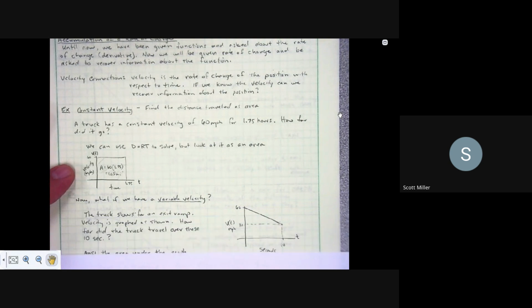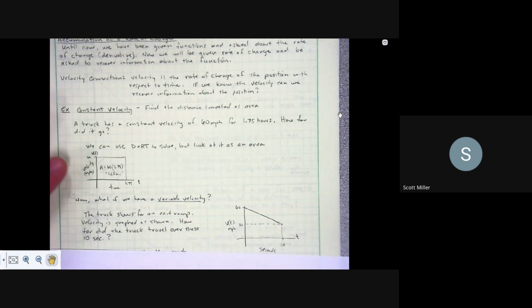And so we're going to look at that concept of how the area under the curve helps me determine how far I have traveled. That's pretty easy if it's a constant. But what if it's not constant? So what if I have a variable velocity? So here's the story now.